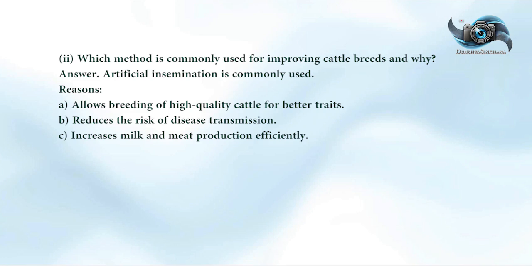2. Which method is commonly used for improving cattle breeds and why? Answer. Artificial insemination is commonly used. Reasons. A. Allows breeding of high-quality cattle for better traits. B. Reduces the risk of disease transmission. C. Increases milk and meat production efficiently.